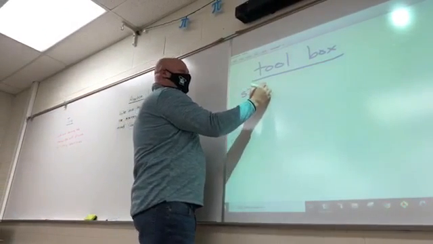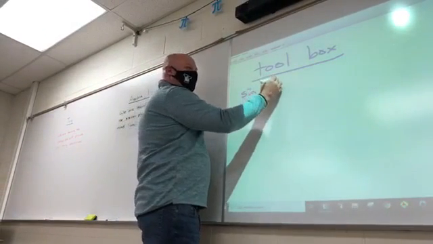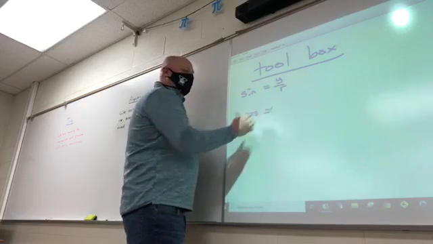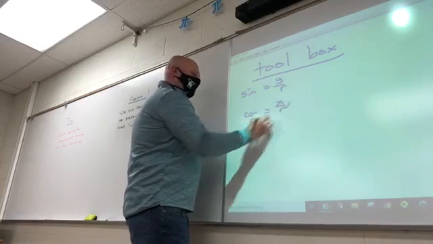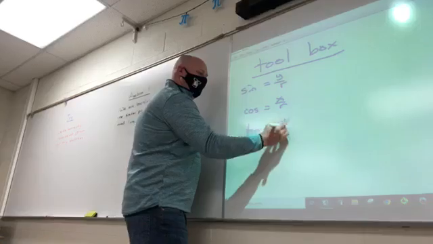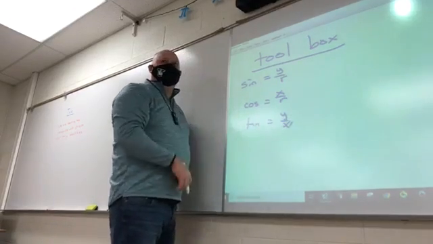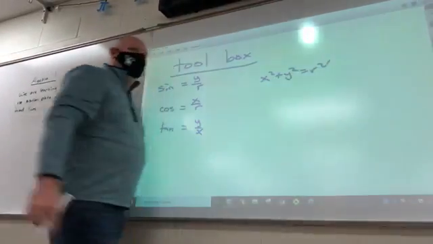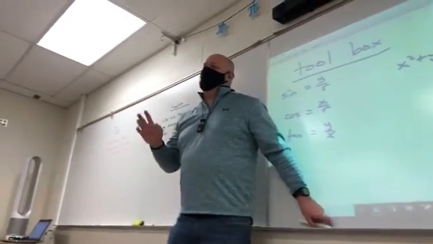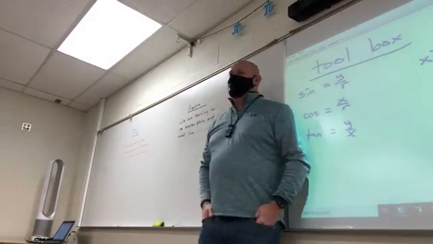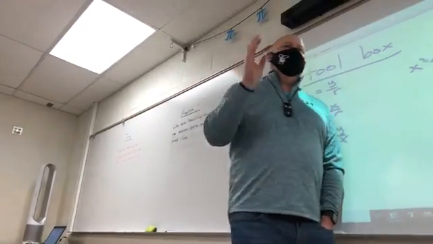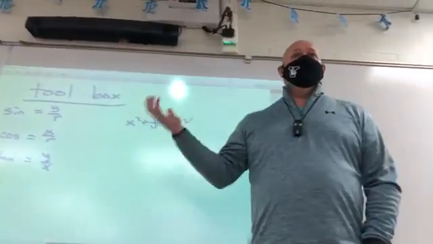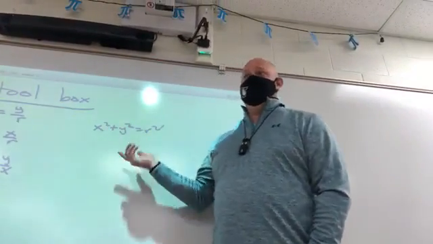We said sine is equal to y over r. We had cosine is equal to x over r. We had tangent is y over x. We had the reciprocal ones too. We also had x squared plus y squared equals r squared, right? These are the only tools we really have in our toolbox, right? Now, I want you to think of these as our hand tools. I got screwdrivers, hammers. That's really all I got, right?